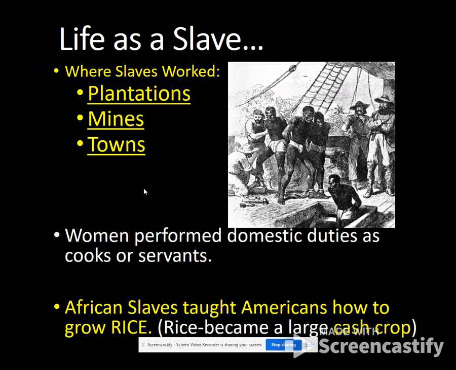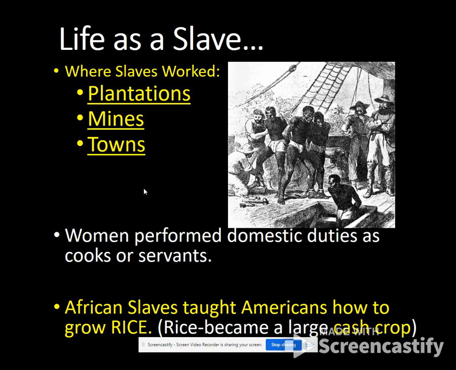So, life as a slave. Where did slaves work? The majority of them worked on plantations in the South. Now understand that not all slaves worked in the South, and also not all slaves worked on plantations. Some slaves worked in mines, like iron mines in the middle colonies. Some worked in towns, even some in the North. However, the majority of the slaves worked on plantations, and the majority of them worked in the South.